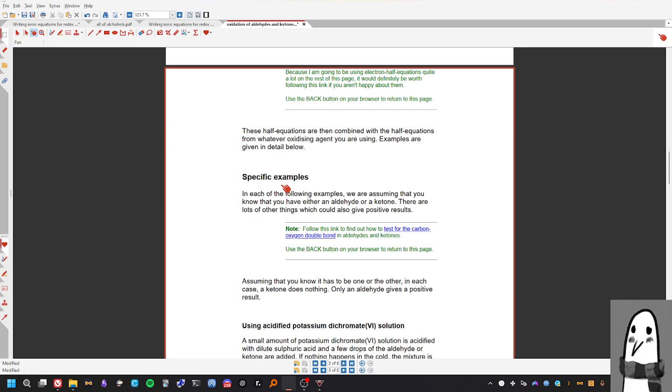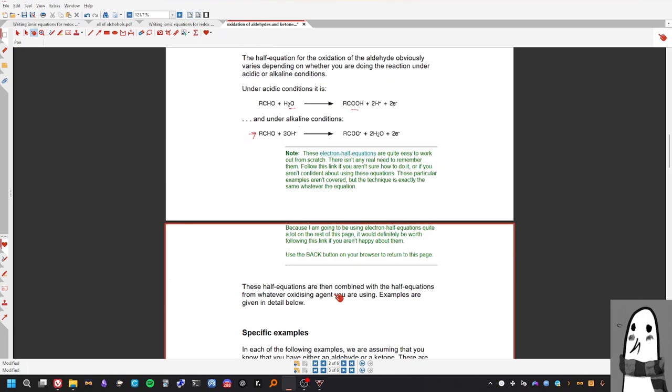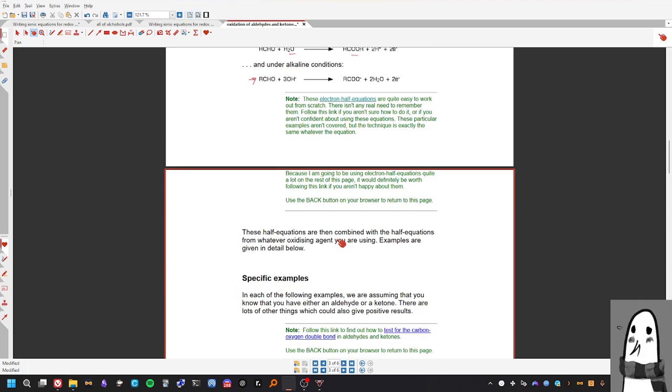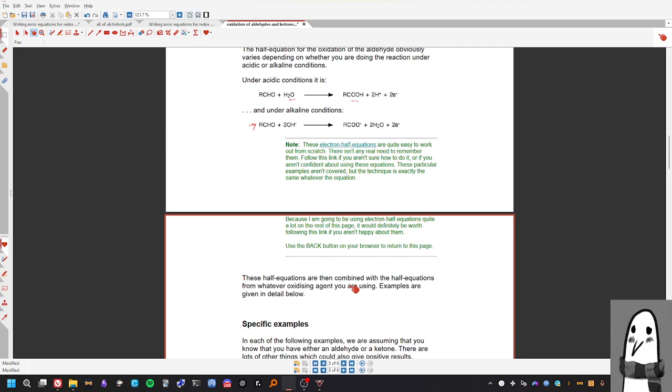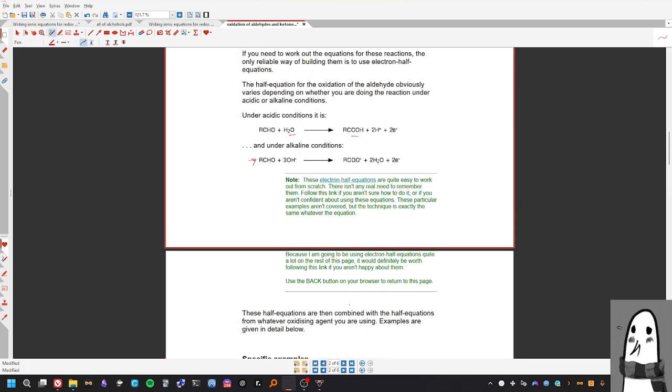Whatevs. These following half equations are combined with the half equations from whatever oxidizing agent you're using. Oh, because the oxidizing agent in and of itself gets separated. Oh my god, I'm such an idiot. Okay, so we know that RCHO turns into RCOOH, correct? And then you just do everything.